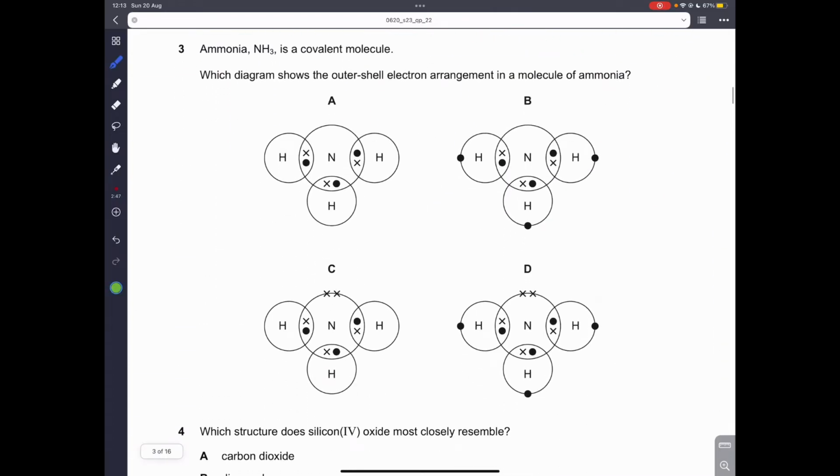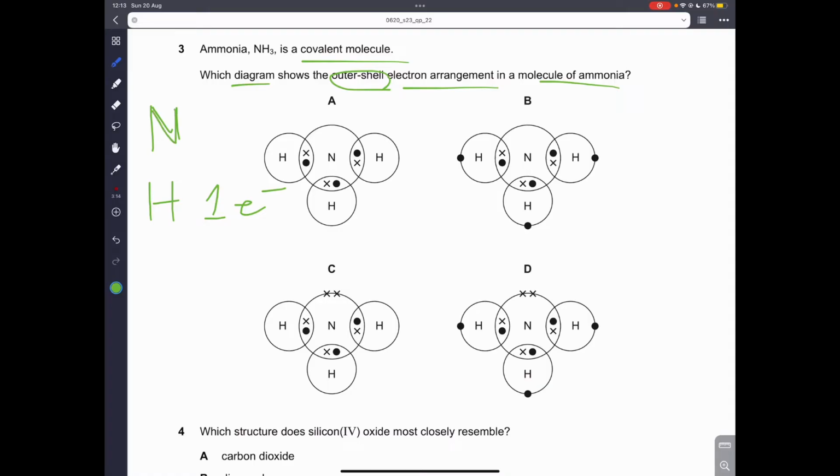Question number 3. Ammonia, NH3, is a covalent molecule. Which diagram shows the outer shell electron arrangement in a molecule of ammonia? The outer shell electron arrangement, meaning that the inner shells of the atoms are not drawn. So we have to know that ammonia is made out of nitrogen and hydrogen. Hydrogen is basically 1 electron.